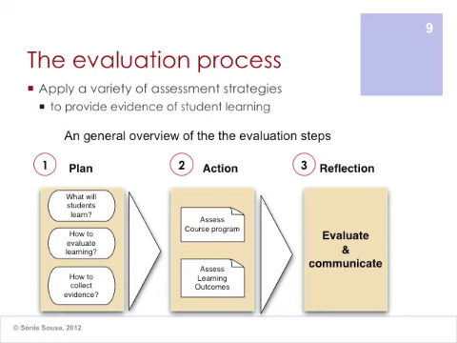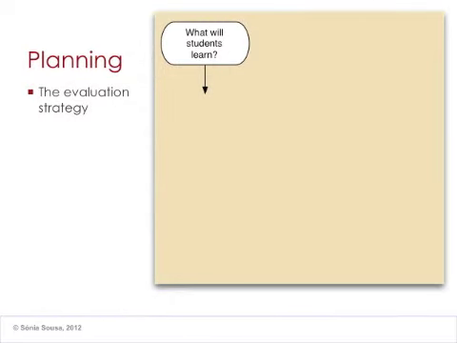The second step is to implement the planned action. This is to assess the course programs and assess learning outcomes. Then the third and final step is to reflect on results. This culminates in the evaluation and in providing feedback of that evaluation. So first, we need to understand what students will learn.